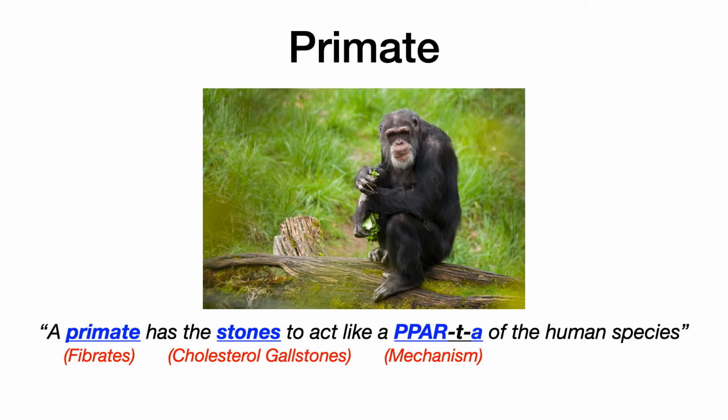And oftentimes, if they're going to go after one of the two mechanisms of fibrates, they're going to go after the one that's PPAR alpha, because as you might imagine, when they write out answer choices A, B, C, D, and E, if you saw peroxisome proliferator activated receptor alpha, you'd be like, what the hell are they talking about? And seeing that is pretty overwhelming for medical students. So the test writers like to go after it. So fibrates, primates. A primate has the stones to act like a part of the human species. That's going to tell you the mechanism, the drug we're talking about, and the highest yield adverse drug reaction.